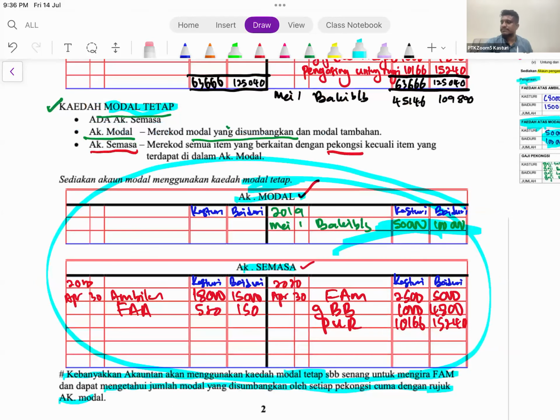Understand or not? Okay, if you understand, I think that's it for today. Today we learned two things: how to do account pengasingan untung rugi, and how to do account semasa. These are the two main things that we learned. Next week, we do the full question.